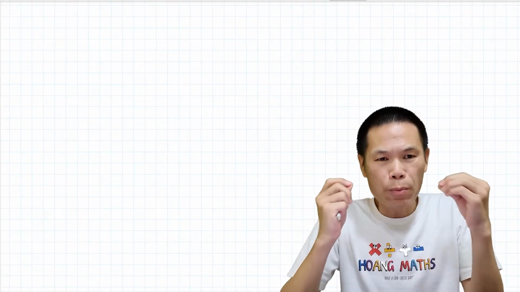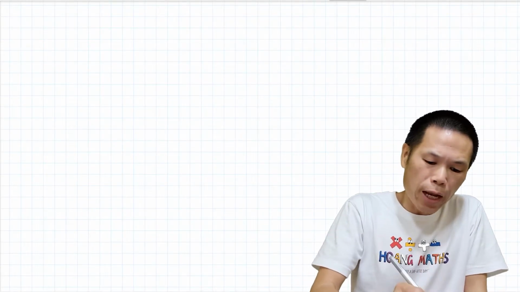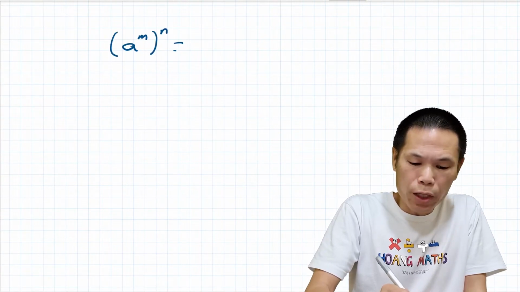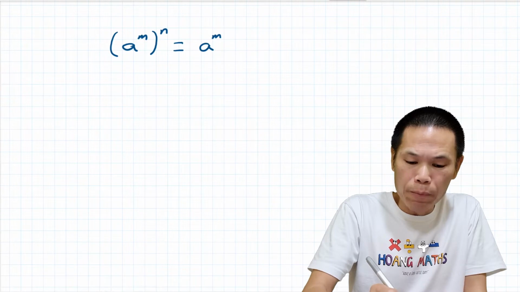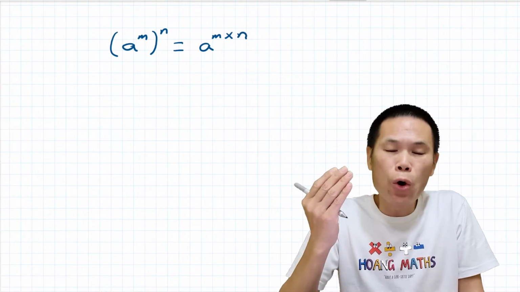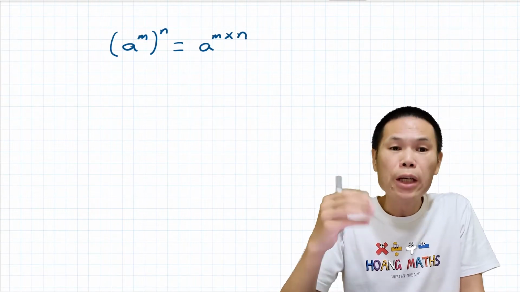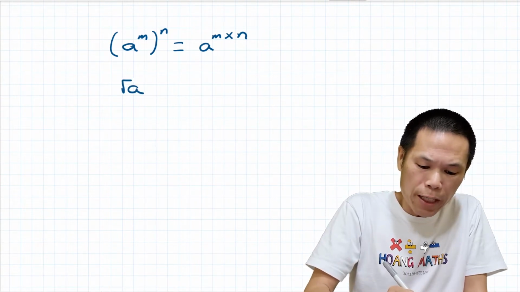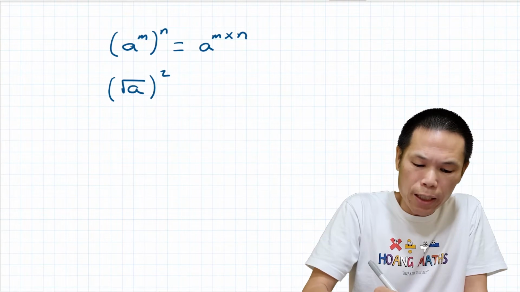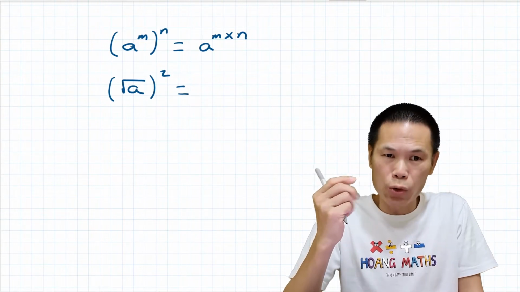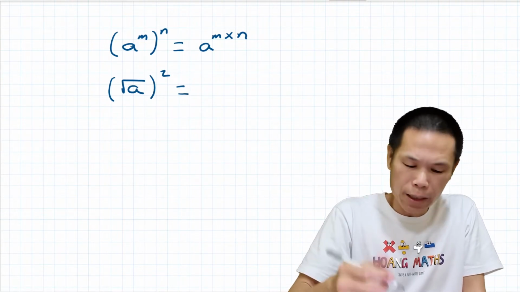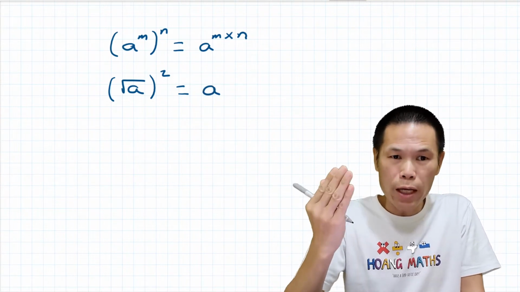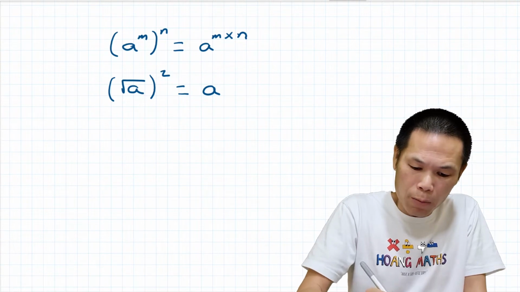First of all, from the index law, we know that x to the power of m, to the power of n, gives us x to the power of m times n. And we also know that the opposite of square root is square. In other words, if we have the square root of x and then we square it, they cancel each other out, so the answer will be x. So this is x, because the opposite of square root is square. So x means x to the power of 1.